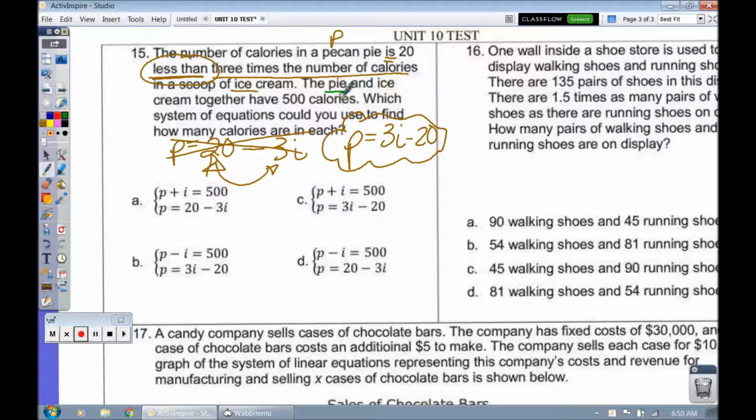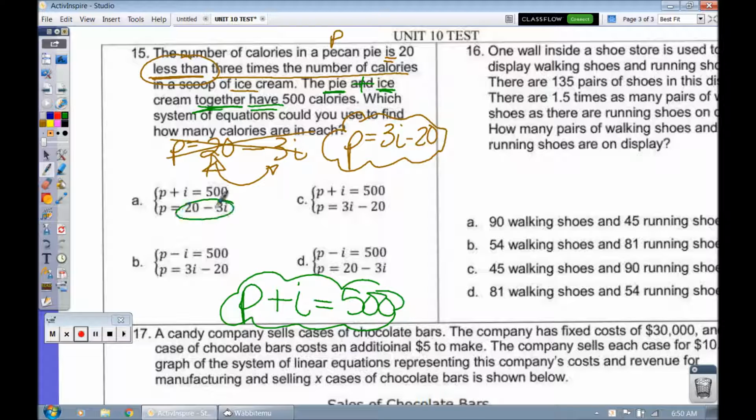Let's keep reading here. Pie and ice cream. So that means if I add them together, pie plus ice cream together, have means equals 500 calories. This is our second equation. So let's match things up here. We know it's not A because they did not do less than there. Goodbye. And in fact, it looks like our answer is C.